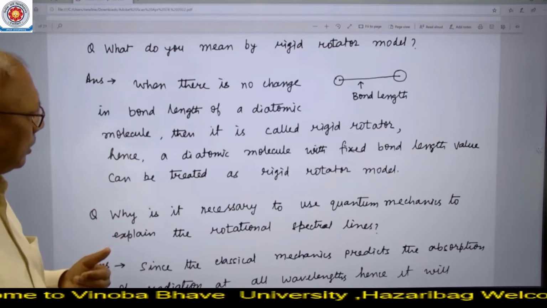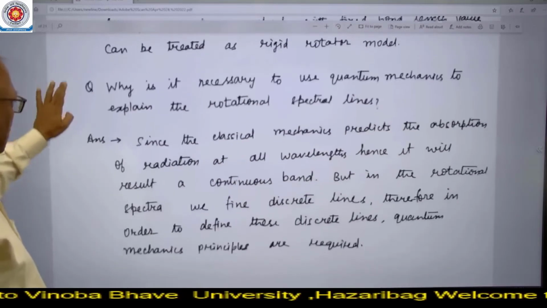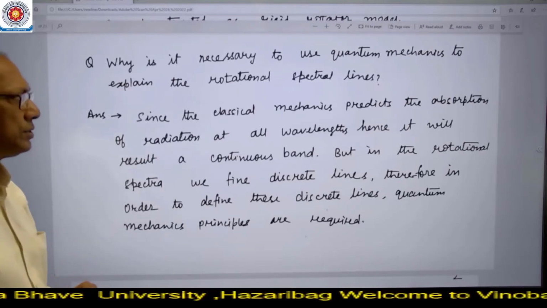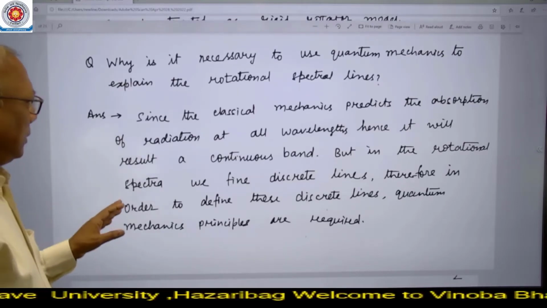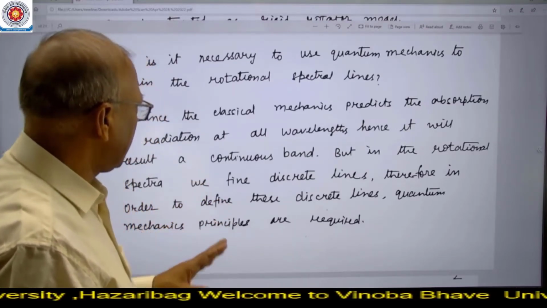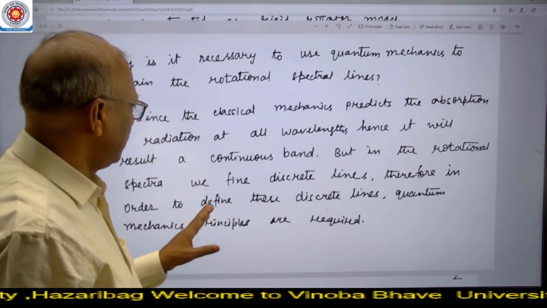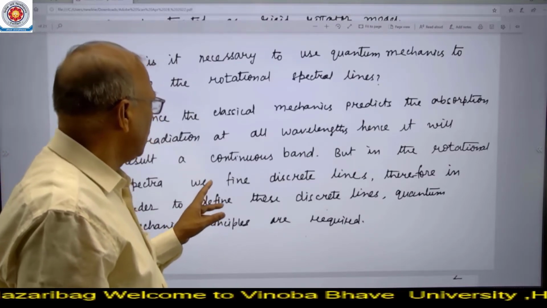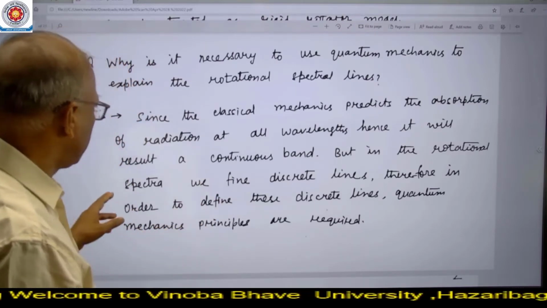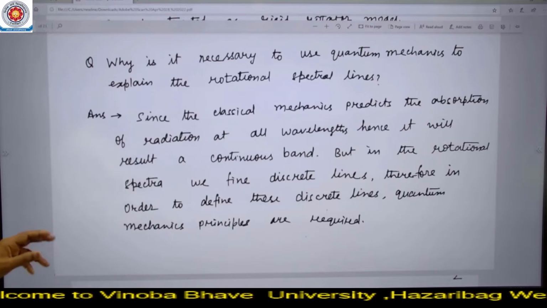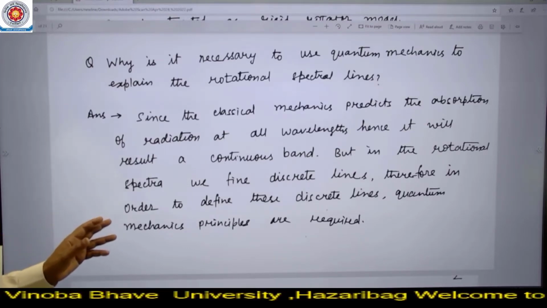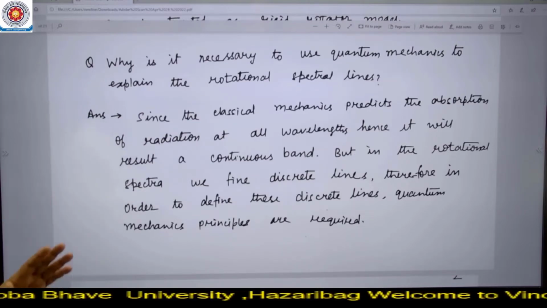Now, the next question arises: why is it necessary to use quantum mechanics to explain the rotational spectral lines? Because we know that before quantum mechanics, the mechanics we were using was classical mechanics, and classical mechanics predicts the absorption of radiation at all wavelengths, and it will result in a continuous band. Continuous band means there will be no discrete energy levels.